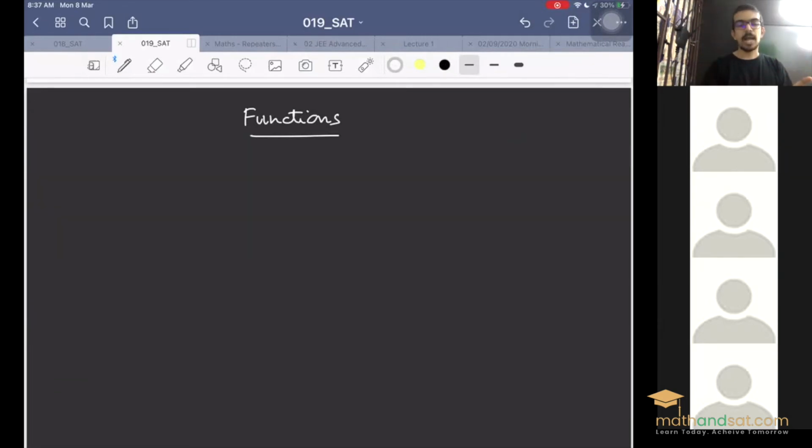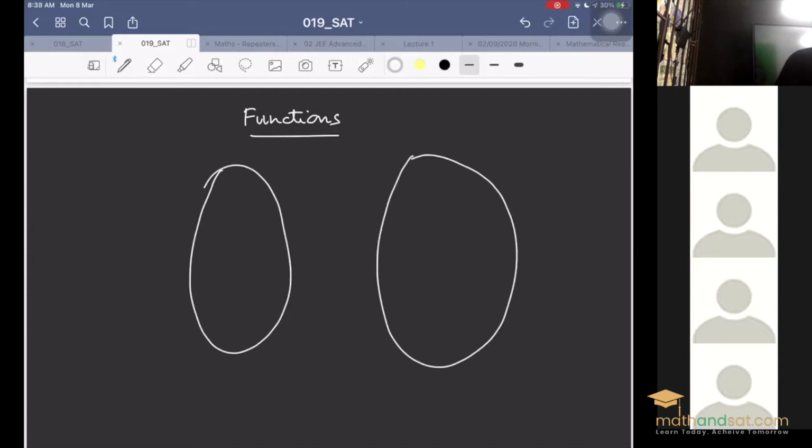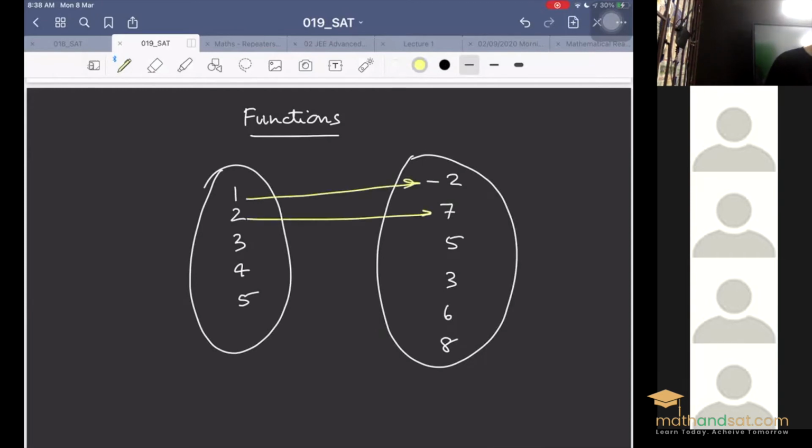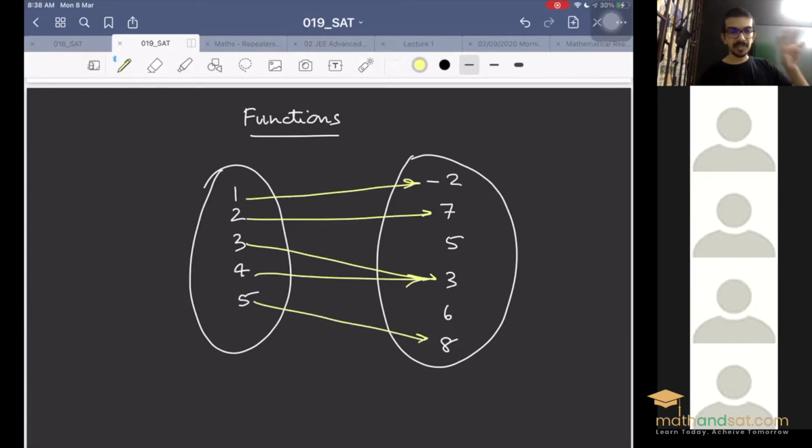Suppose you have a set of numbers and you have another set of numbers. I'll just give you the abstract idea first, then we'll go to examples. If you pair these numbers, say I have 1, 2, 3, 4, 5 and, say, -2, 7, 5, 3, 8. Now, if I make a mapping or a pairing between the first set of numbers and the second set of numbers, this is what we call a function. This is an example of a function in which one set of values is mapped to another set of numbers.